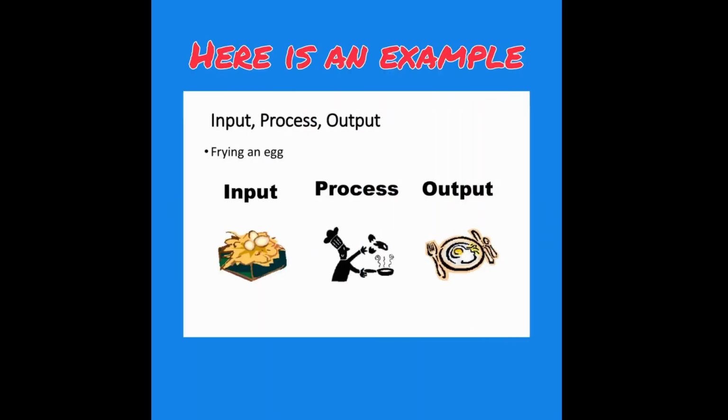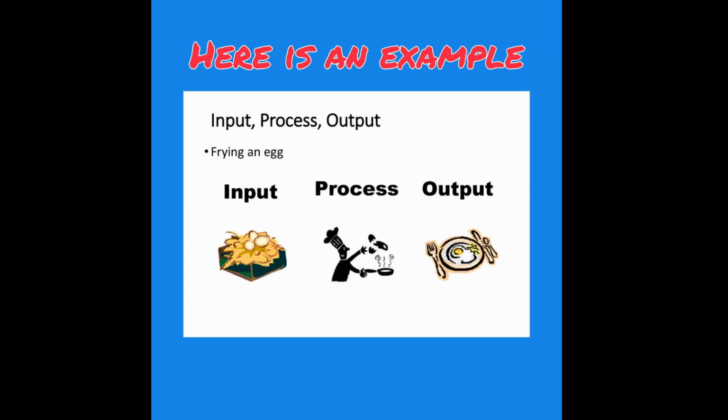Computers have three special qualities. They get input, they process the input, and they produce output. Here is an example. When frying an egg, the input is you cracking the raw egg into the pan. The process would be the egg frying, and the output would be the fried egg. The same way that this happens, a computer has an input, a process, and an output.